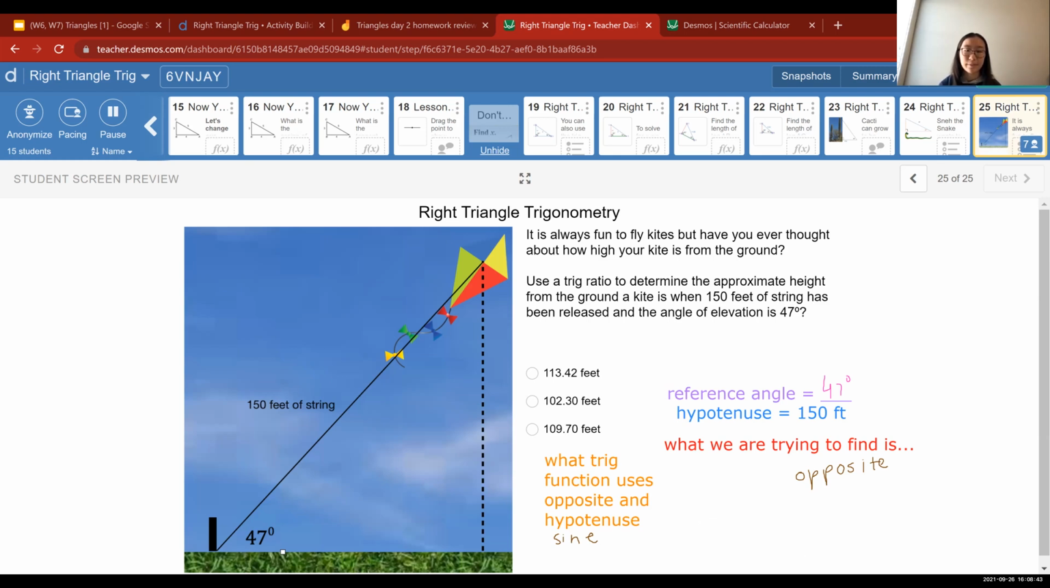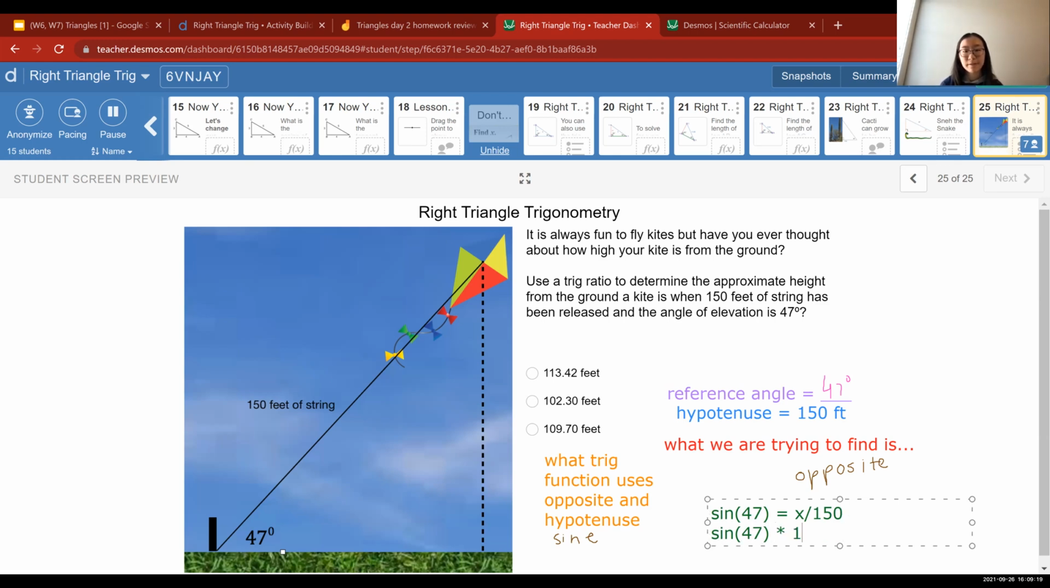We know that sine is opposite over hypotenuse. So sine 47 equals x over 150. Yeah, good job. The next step is to isolate x on one side. So we're going to multiply both sides by 150 in order to do that. And then we get 150 times sine 47 equals x.